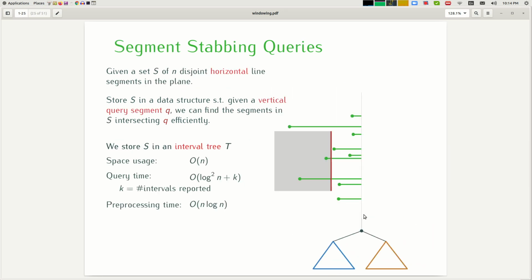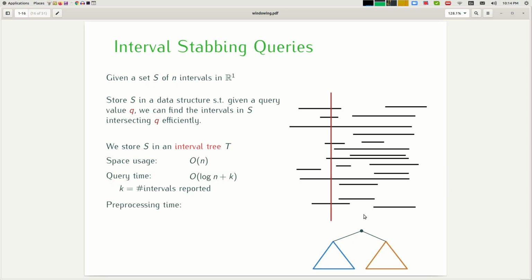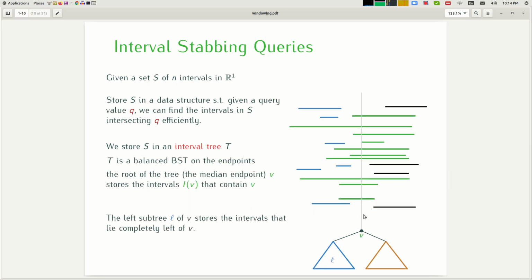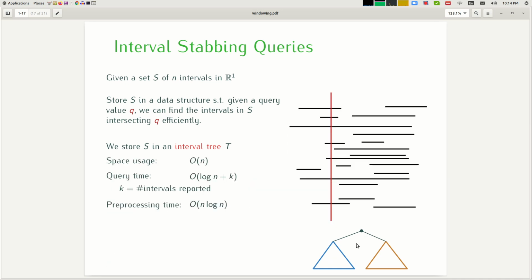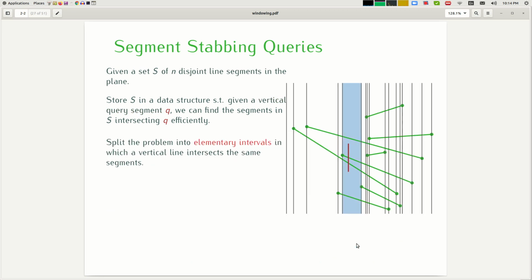They both store a set of intervals at each node. The main property of the intervals that we store in an interval tree is that they intersect this middle point. So what we know about these intervals that I store in an interval tree is that they include an x-coordinate. They include a single x-coordinate. In other words, if I draw a vertical line, all of them intersect this vertical line. That's very different when you go back and look at a segment tree.